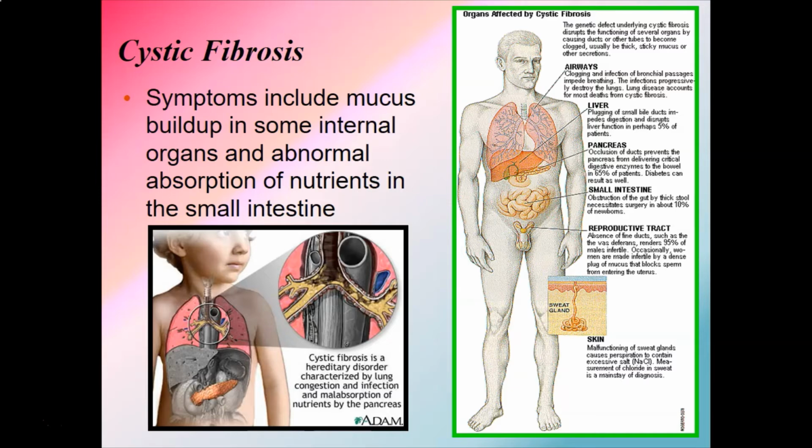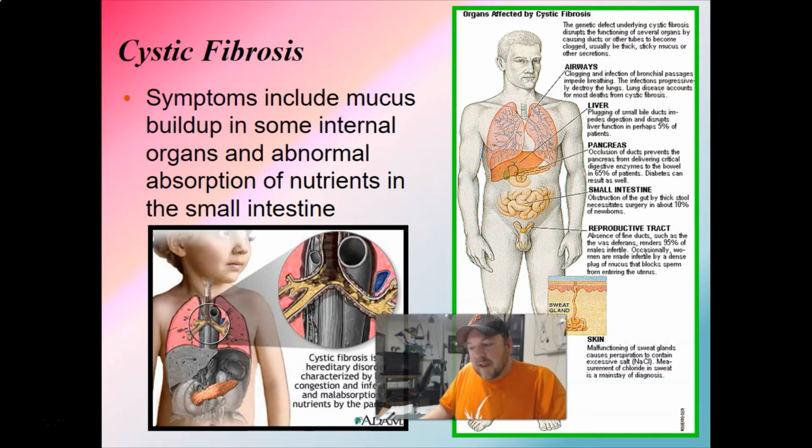Now, I also want to bring up one more thing. This is the second disease that we talked about, the second genetic disorder. We talked about albinism and now cystic fibrosis, and both of them involved a protein. Are you seeing a theme here? Your genes are the precursor to proteins.